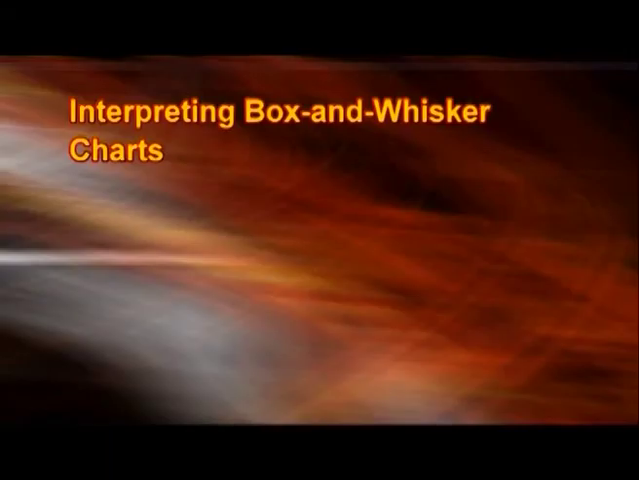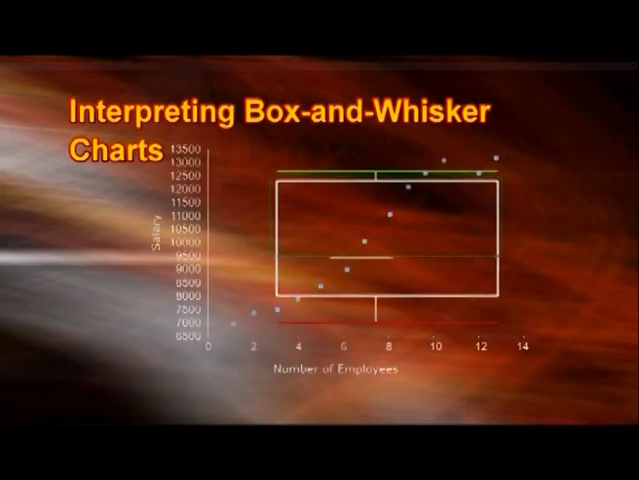Interpreting box and whiskers charts. In this example, what does the box chart tell us? The plot tells us several things. There is a larger concentration of data points in the upper quartile. This means that more employees are concentrated in the upper salary range.